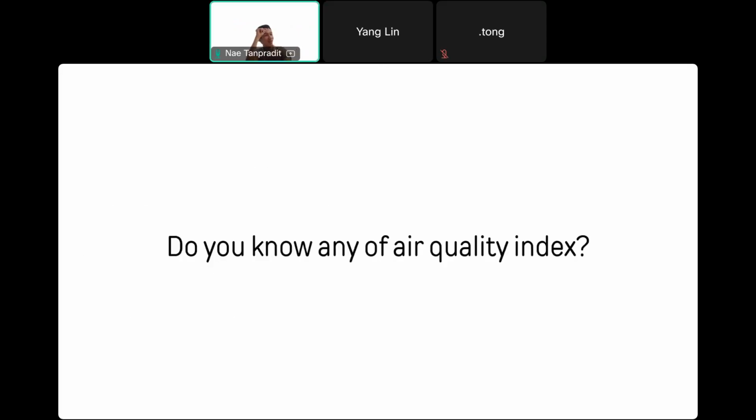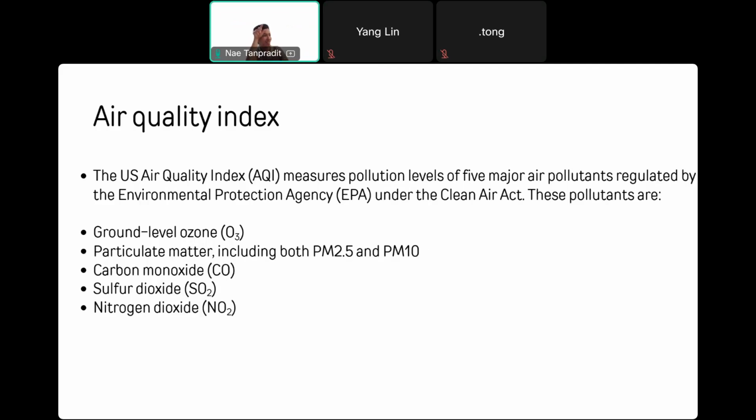Okay, air quality index. We know it because we have a real problem with PM, right? But the AQI is not the PM directly. It's not PM 2.5 directly.